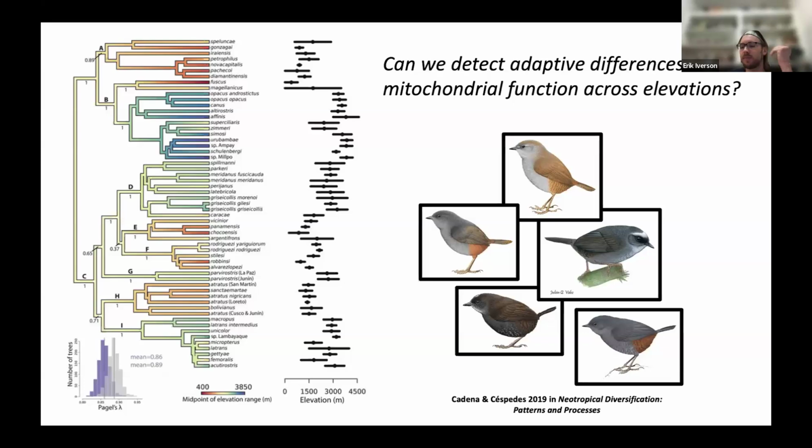So we wanted to test some of these ideas in the field and basically see if we could detect adaptive differentiation in mitochondrial function across elevations. To do that, we went with this group of birds called tapaculos that are found across the Andes in South America. And across the phylogeny of the group on the left, you can see those branches are color-coded based on the elevation at which those birds live. So there's a wide variety of elevations represented here.